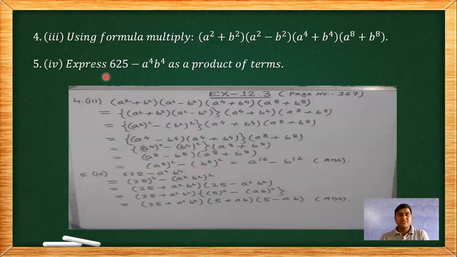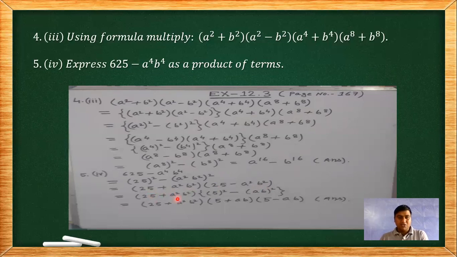Express 625 minus a to the power 4 into b to the power 4 as a product of terms. Express this expression as a product of terms. So now 625 minus a to the power 4 b to the power 4. We write 625 as (25)² minus, and a to the power 4 b to the power 4 is (a square b square)². So again this is a formula: a square minus b square is a plus b into a minus b. This is 25 plus a square b square into 25 minus a square b square.